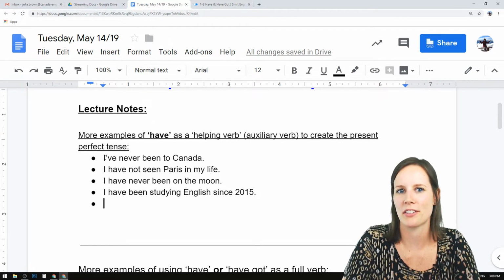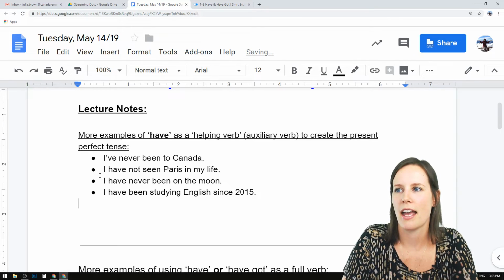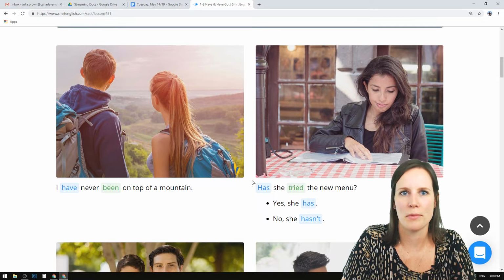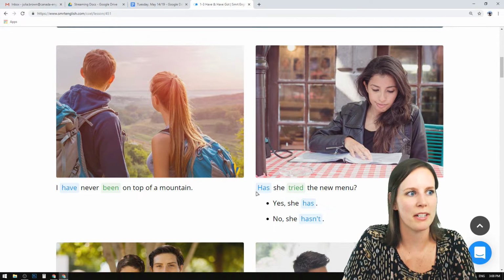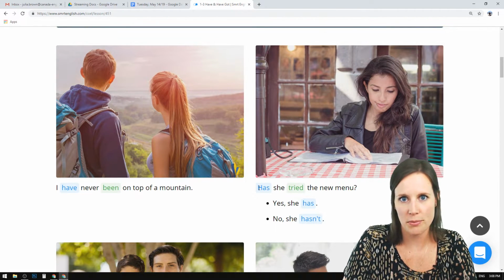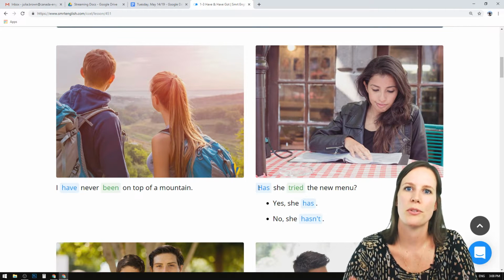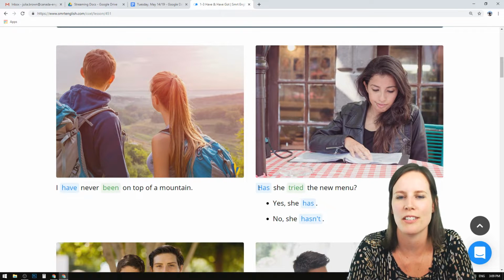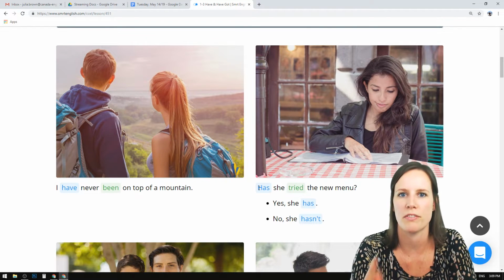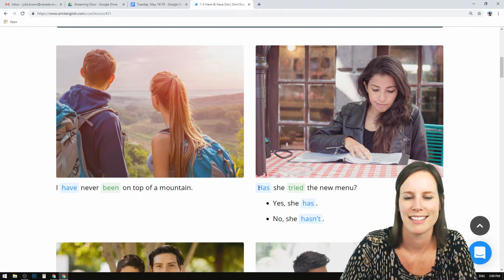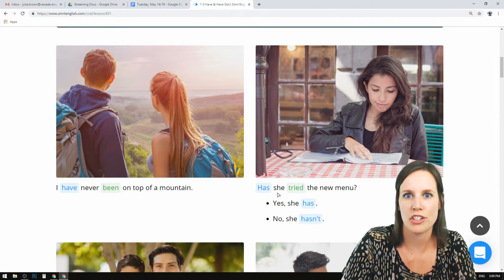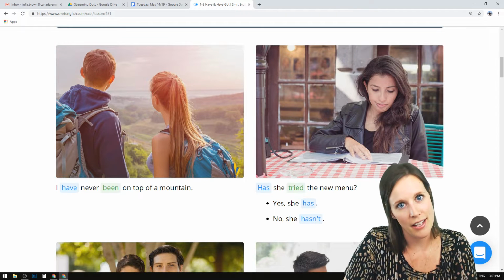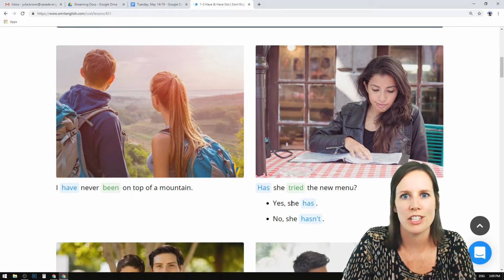Thank you so much. Great examples. And let's go back to Smrt. And we'll see a couple more examples on Smrt. Of course, we have question form where you must use inversion. Okay, remember last week we discussed inversion, where the auxiliary verb goes before the subject. Okay, good. So, has she tried the new menu? Okay. Yes, she has would be the short answer, or no, she hasn't.